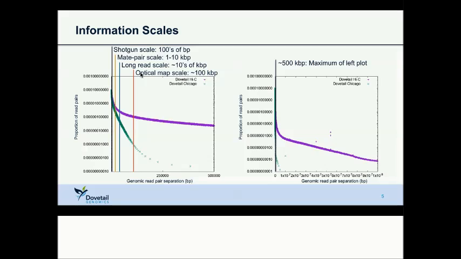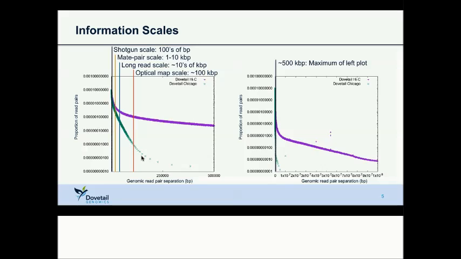And then finally, to close everything out and get up to full chromosomes, you're going to want full chromosome scale information. And currently, the only methodologies really capable of providing that are Hi-C-based methodologies, including ours. So these lines here give you some reference points for where these other data types fall, and what we're going to plot here are some real data from one of our Chicago libraries and one of our Hi-C libraries.